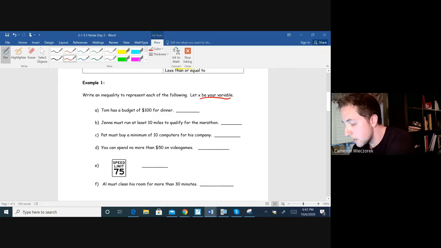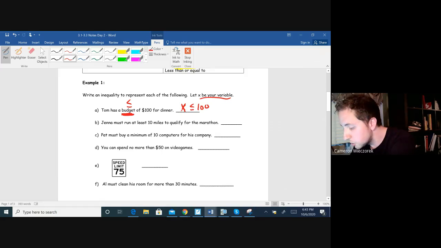So the first one says Tom has a budget of $100 for dinner. What that means is he can't go over $100. He only brought $100 with him. So his dinner could be $100 or less. My key phrase here is budget. Budget cues me in that it's less than or equal to. So his budget X needs to be less than or equal to $100.